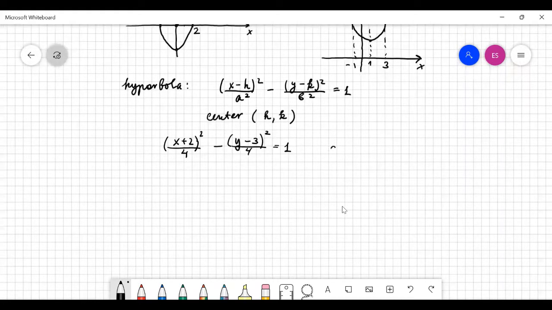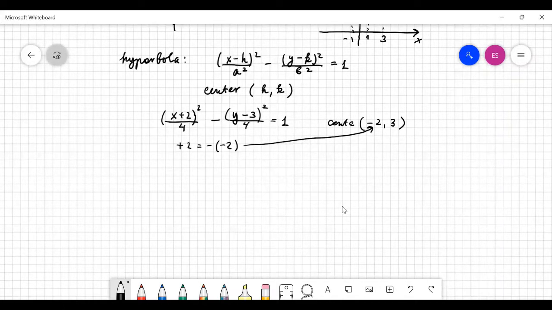So where is going to be the center? Center is going to be minus 2, 3. Why? Because it's supposed to be minus h, right? So plus 2, it's actually minus 2. So my h is this minus 2.